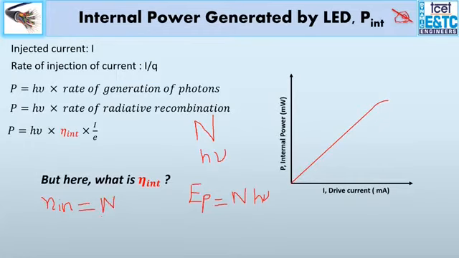Now, what is the number of injected electrons? If I is your forward injected current, and the charge of one carrier is e, then the number of injected electrons will be the current divided by the charge. So it is I by e, or I can write N as eta I by e.